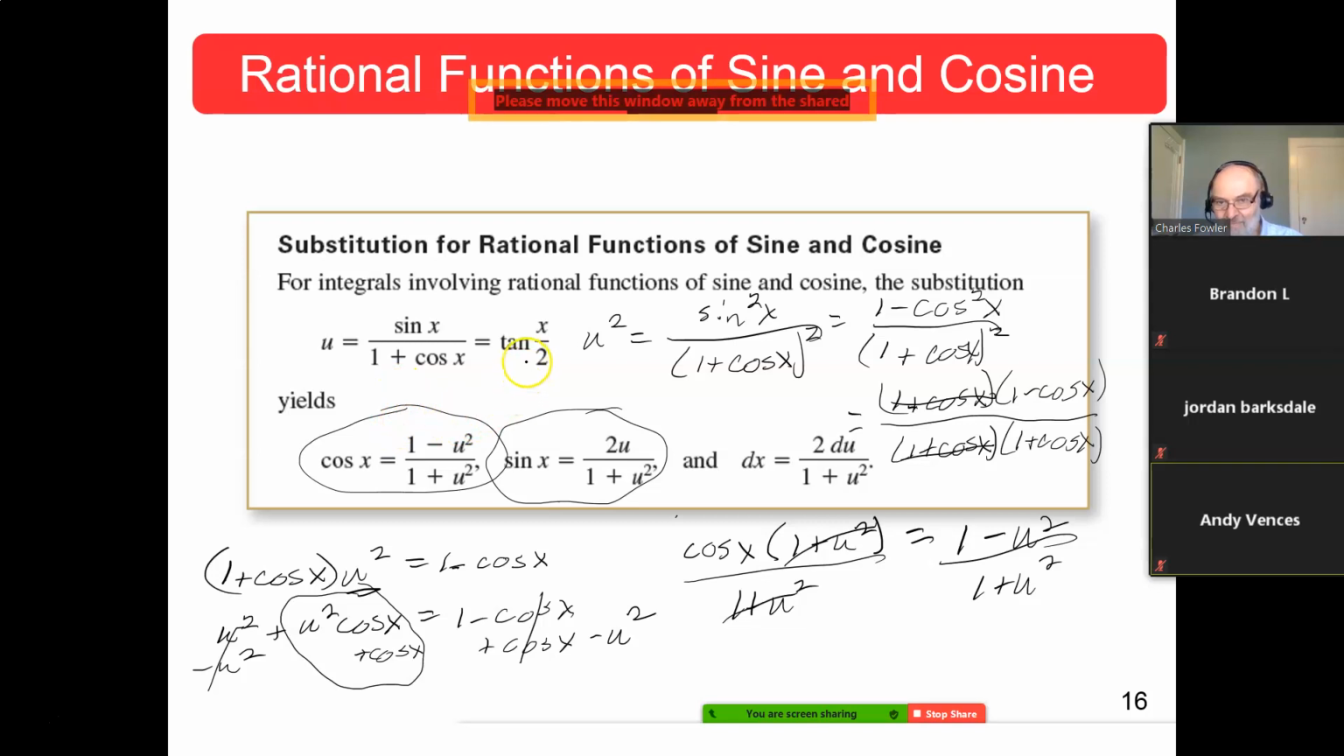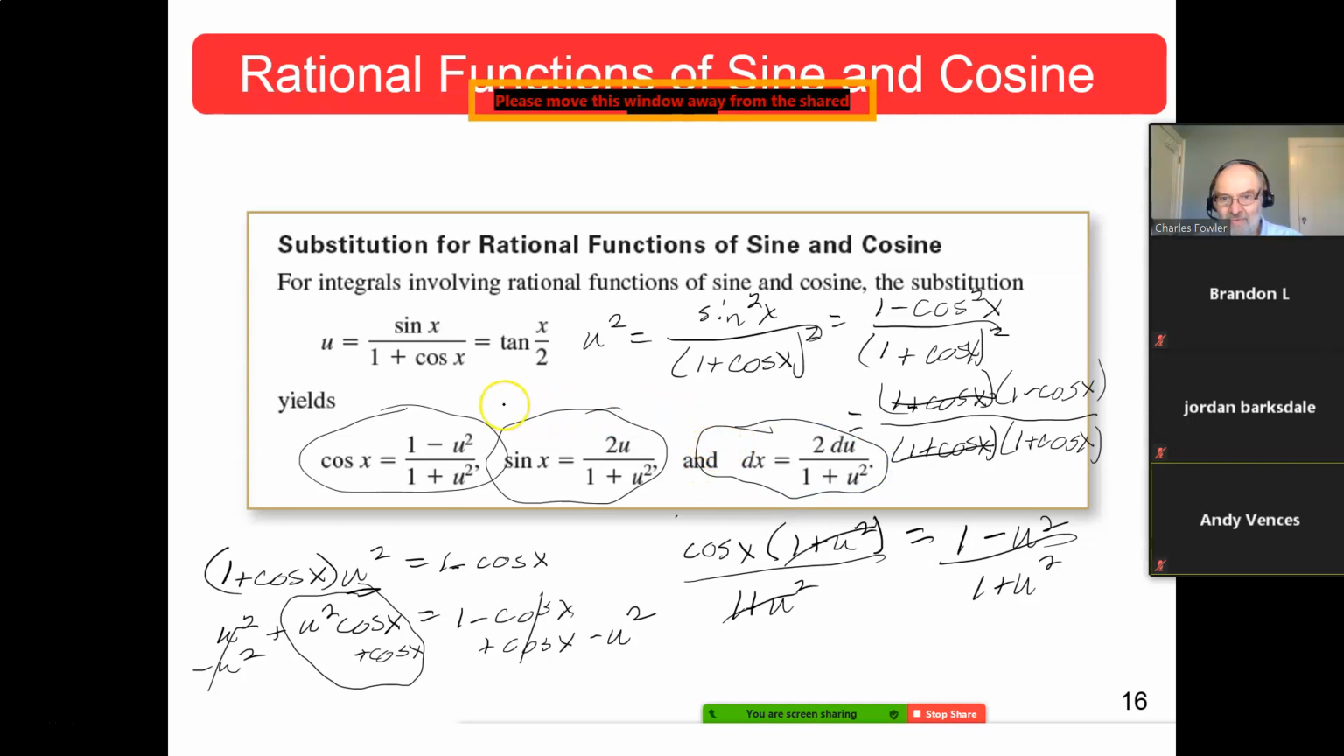And that happens to be a tangent of a half angle of x, and that leads to this. Those two together lead to this, and your dx, oh man, how in the world did they get a dx out of this? Because they never solve for x. But let's just take their word for it.